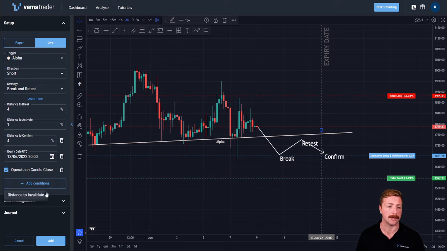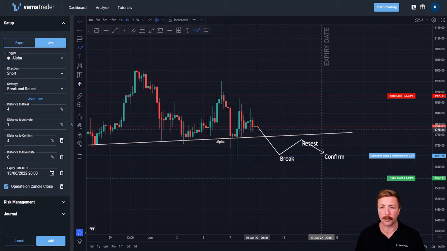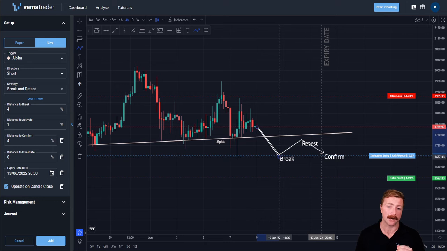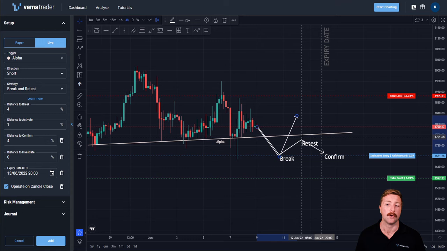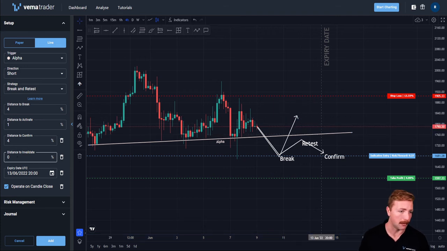The other new condition is distance to invalidate. So distance to invalidate allows you to invalidate trade setups if they're going the wrong way, if they're not doing what you expected price to do. Important thing with distance to invalidate is your break condition must be satisfied first. So if price came down here, satisfied our break condition, and then continued to head up, say to about there, we could use the distance to invalidate condition to make sure that VEMA would stop entering this trade. How we would do that is measure again from alpha. Let's call that a 3.5% distance to invalidate.